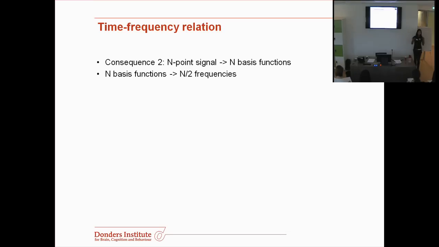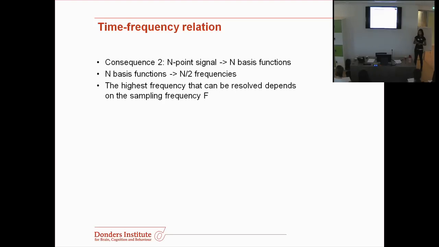And since each frequency that you want to estimate has to be represented by 2 basis functions, that means that you can only actually estimate at n divided by 2 frequencies. And here n refers to the highest frequency. The highest frequency that you can resolve depends on your sampling frequency. And so if you collect your data at a certain frequency, it has to be half of that. And this is also referred to as the Nyquist frequency.